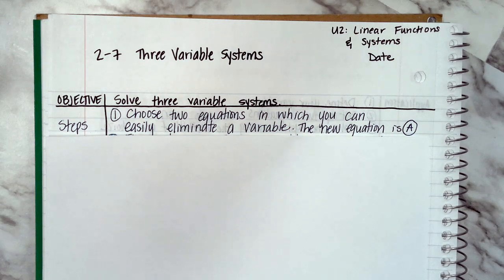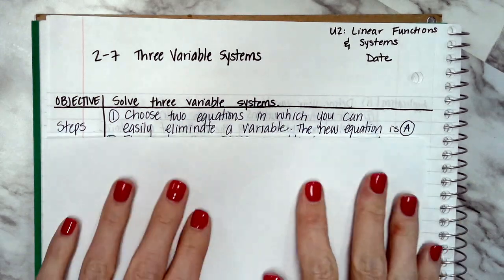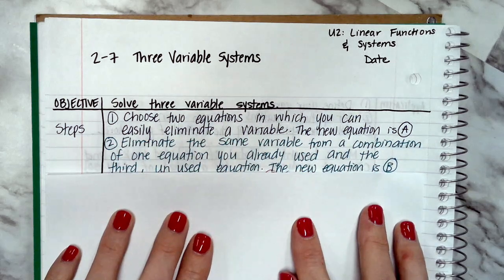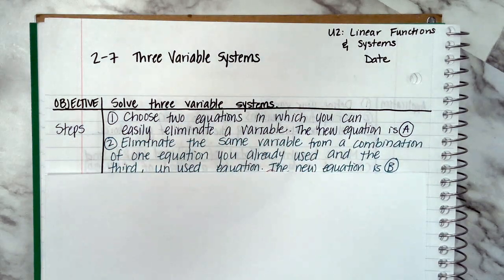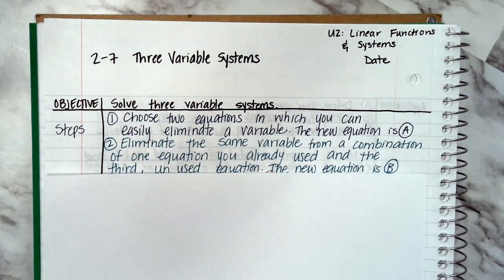The first step is to choose 2 of your equations in which you can easily eliminate a variable. This is called equation A. So after you eliminate a variable, you're going to be left with a new equation. You're going to label it A. The next step is to eliminate the same variable from a combination of one equation you've already used and the third equation that has been unused. This new equation is called B. So once these 2 steps are done, you're going to have an equation A and equation B.